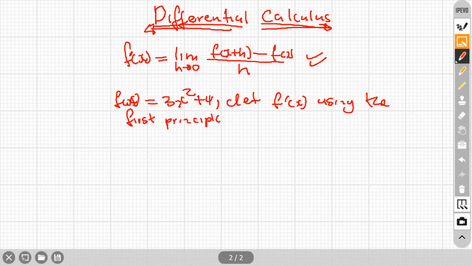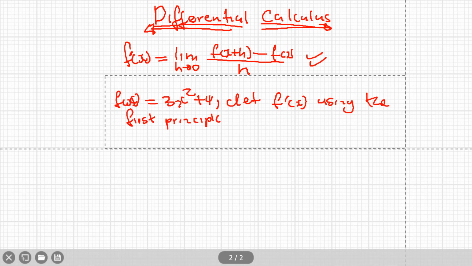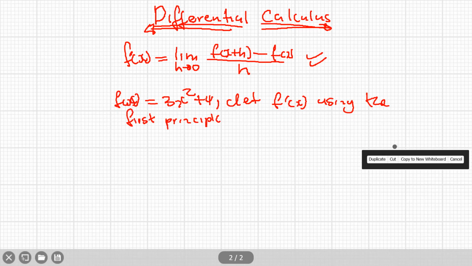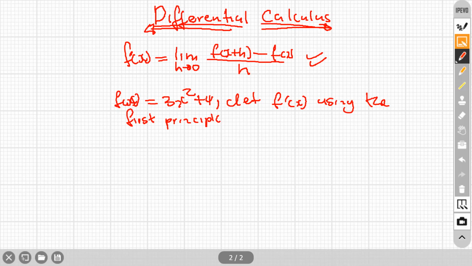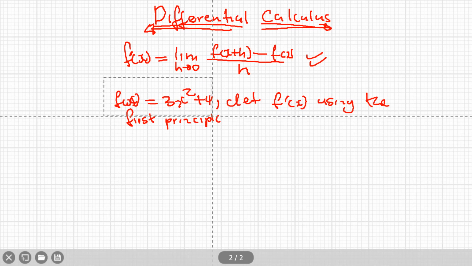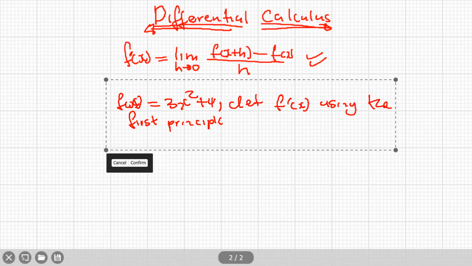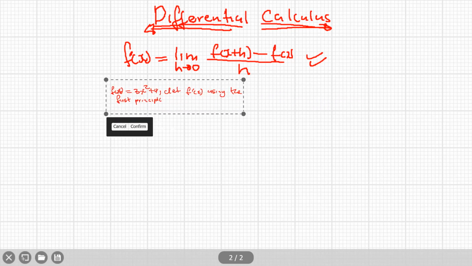Let me minimize this. Oh no, I did it wrong. So let me start again. It's from here to here, then we cut it, then we minimize it.